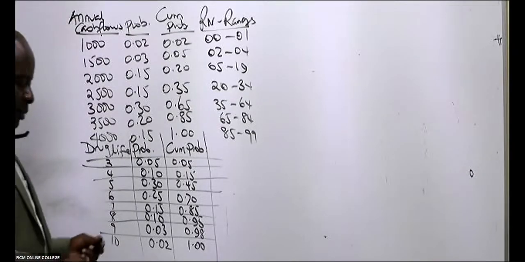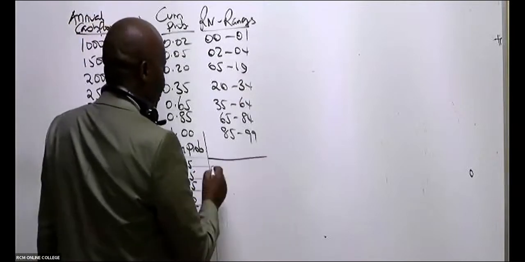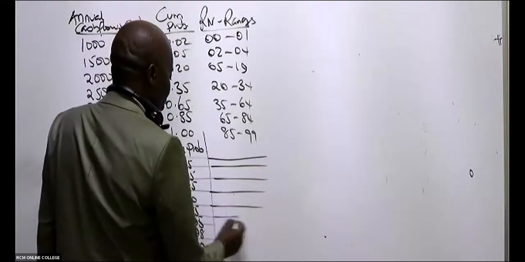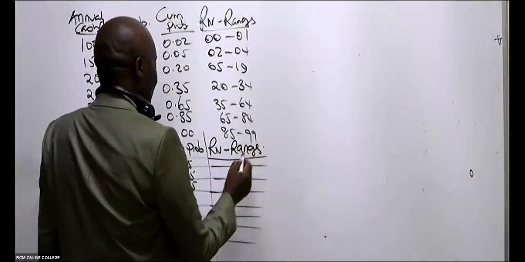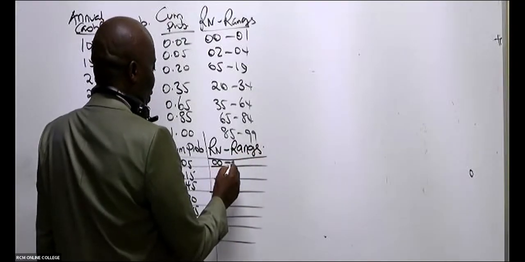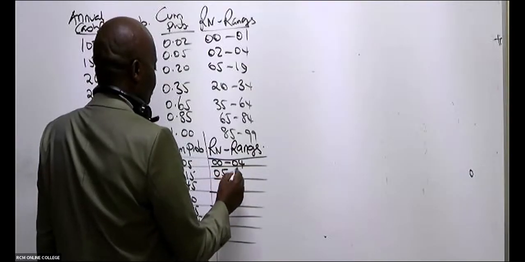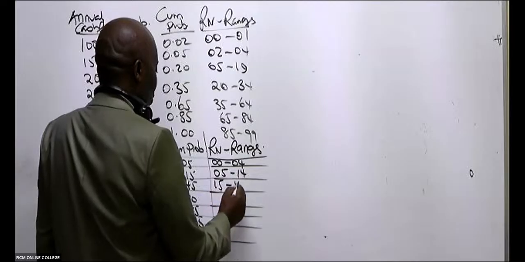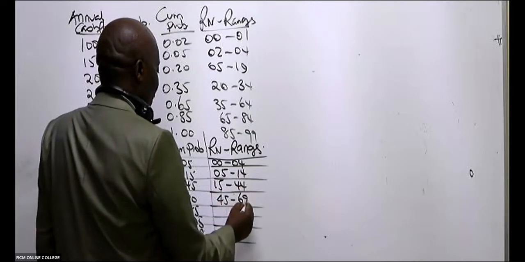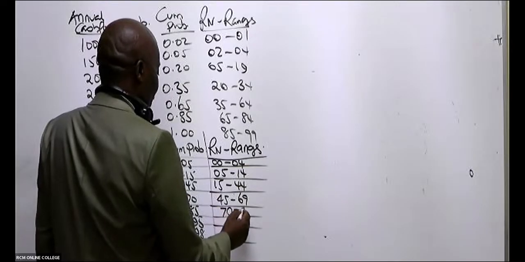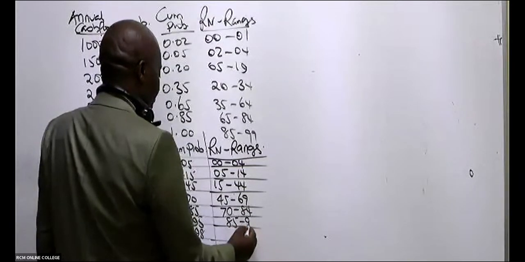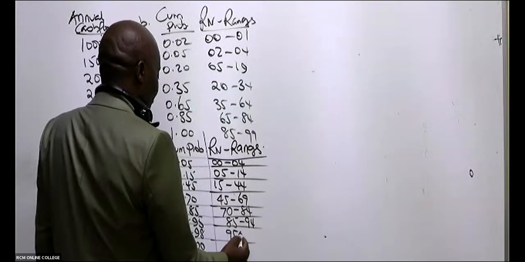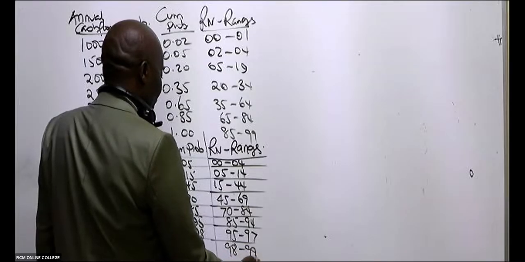And then now out of this, we shall be able to get the random number ranges. Very easy. 00 to 04. 05 to 14. 15 to 44. 45 to 69. 70 to 84. 85 to 94. 95 to 97. Then we have 98 to 99.